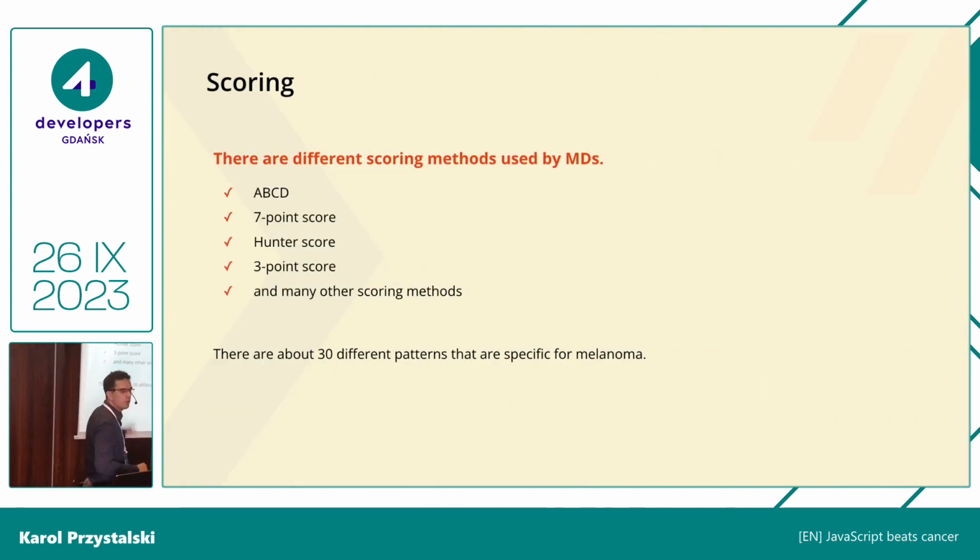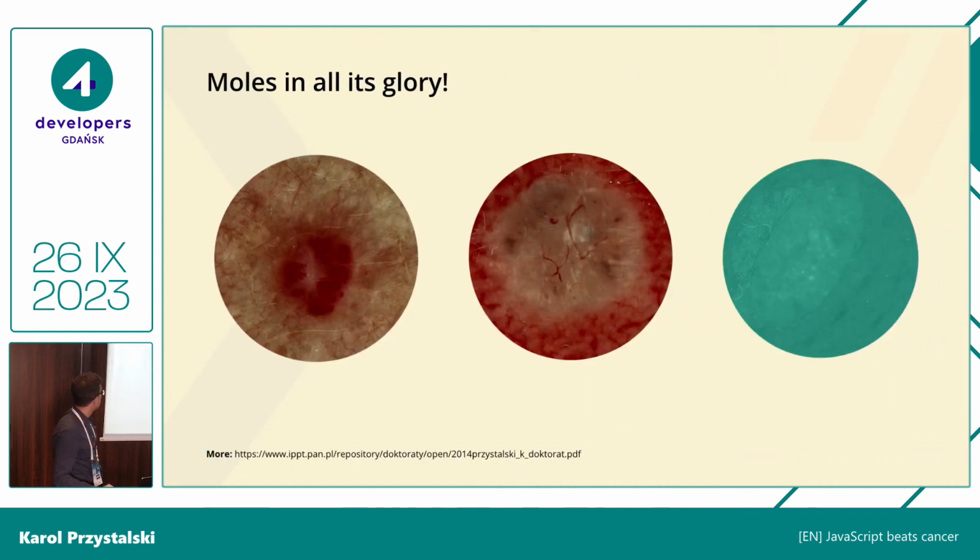I have more pictures, don't worry, but just skin cancer this time. How do medical doctors do that? They recognize cancer by using some metrics, some scoring methods, like the asymmetry, border, color, and differential structures, ABCD. The 7-point scoring method, where you have 7 features, the Hunter score for multi-layer moles, the 3-point score, and many other ones. So more than 30 different patterns just for melanoma. Many such patterns need to be found on the image and recognized.